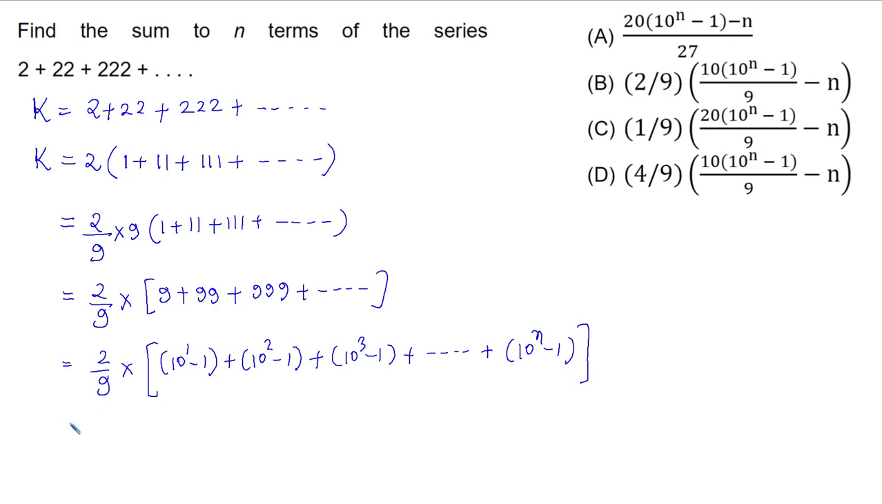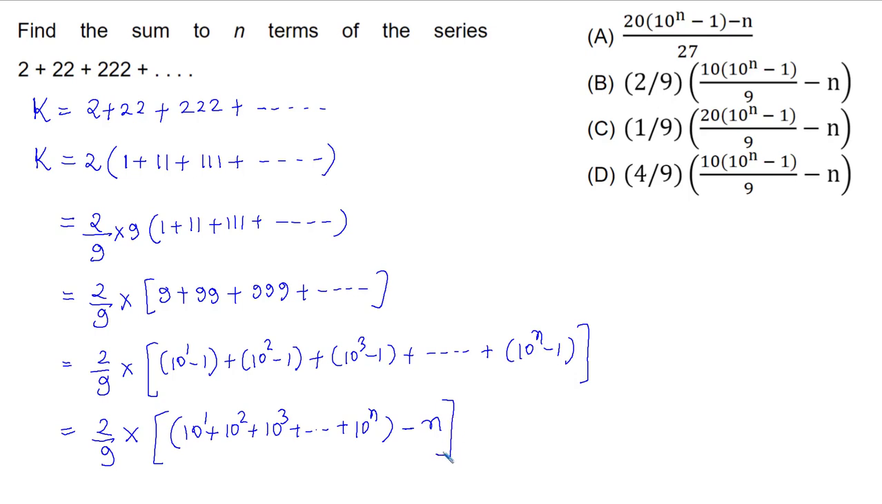Now the next step is 2 by 9. I will take all the 10 to the powers in one bracket: 10 to the power 1 plus 10 to the power 2 plus 10 to the power 3 till 10 to the power n. In total there are n brackets, and in every bracket there is a minus 1. So minus 1 minus 1 minus 1, how many times? It is n times, so it becomes minus n.